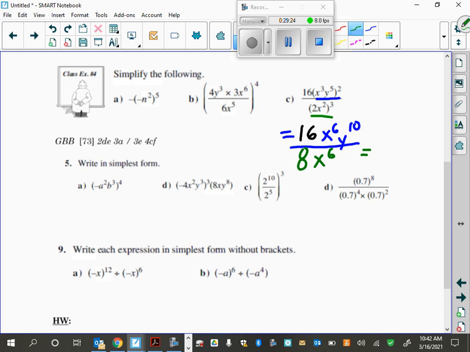16 divided by 8 is 2. The x to the 6th cancel. And who knows, all of that turned into that. So cool.